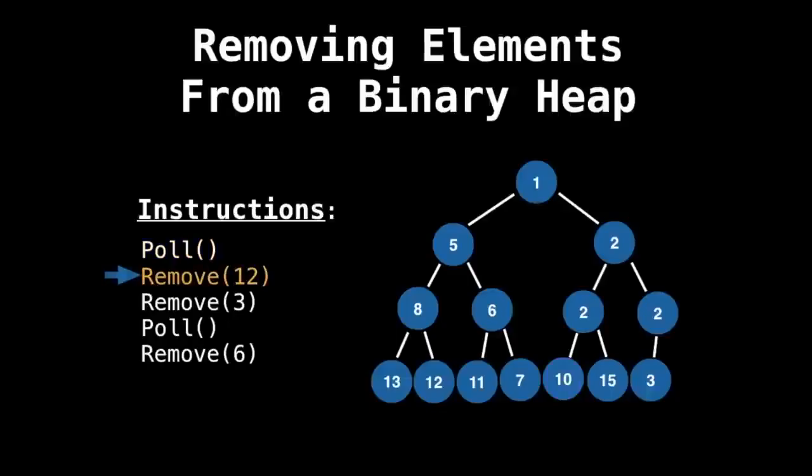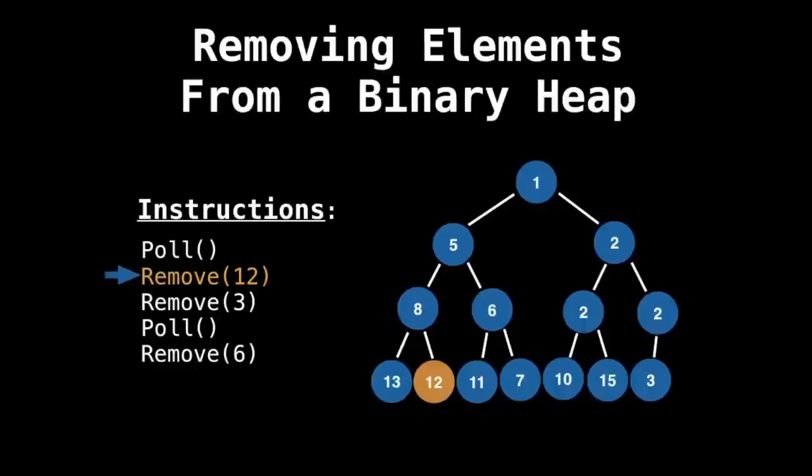Now we want to remove the value 12. Polling was removing the element at the root, but 12 is not at the root. However, we still want to be able to remove 12. So what we do is we have to search for 12 in our tree, even though we don't know its position yet. We start at 1, and we do a linear scan through all our elements until we find 12. So 5 is not 12, 2 is not 12, and so on until we find 12.